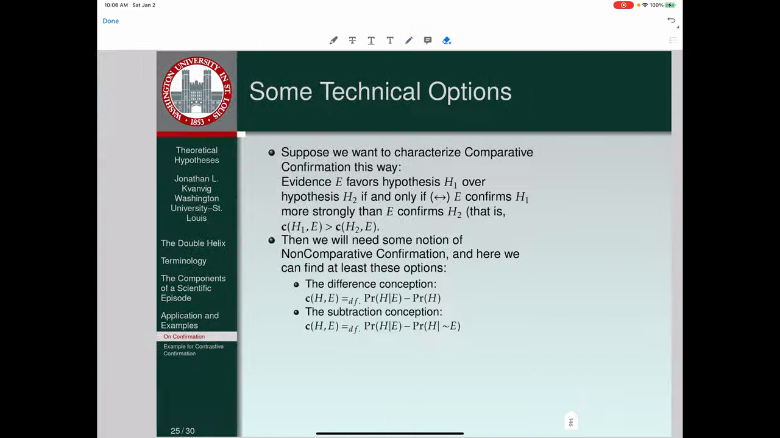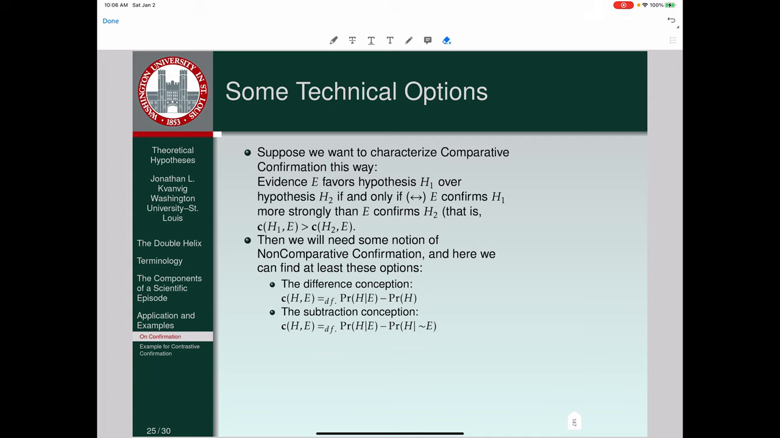There's another subtraction idea that you might use instead. Instead of subtracting the unconditional probability of the hypothesis from the conditional one, maybe you should subtract the conditional probability of the hypothesis on the assumption that the evidence didn't hold, that the data wasn't what you actually found it to be. Notice both of those simply involve the operation of subtraction.